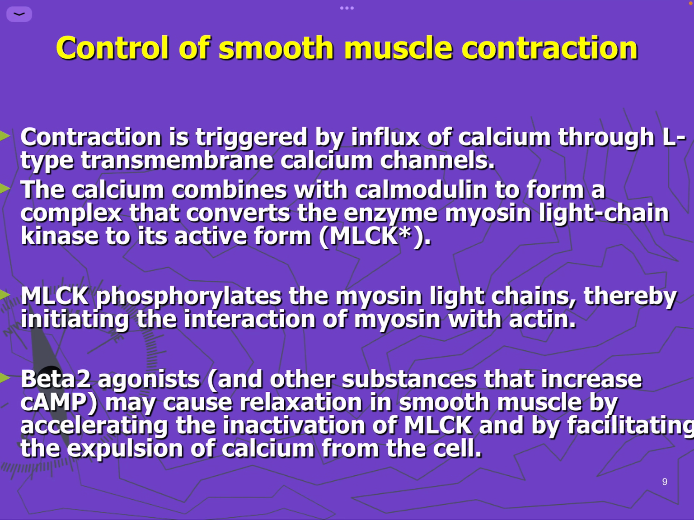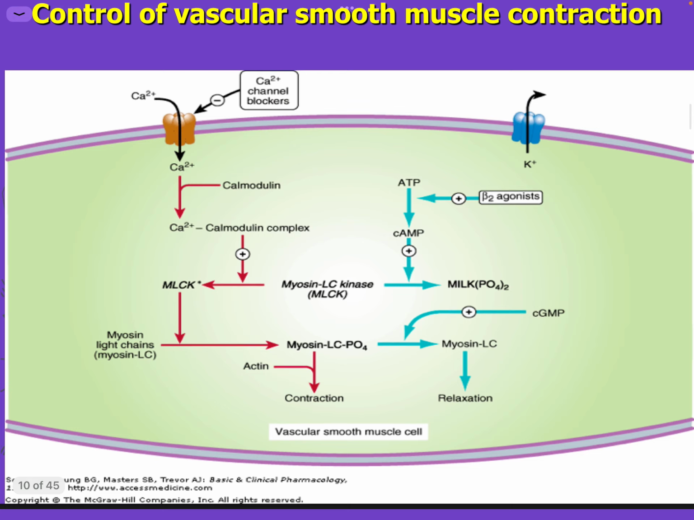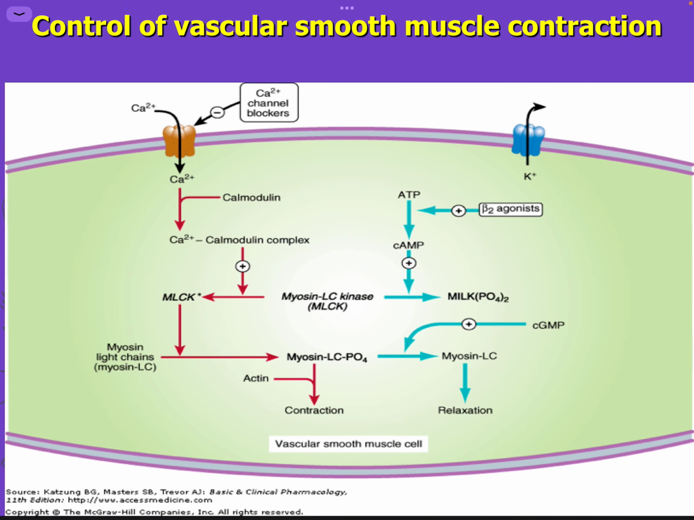So let's review the physiology from first or second year. How do we control smooth muscle contraction? Remember this slide, probably you talked about it. We know that once we have an action potential, this leads to opening of the L-type calcium channel, and this leads to entry of calcium into the vascular smooth muscle cell.